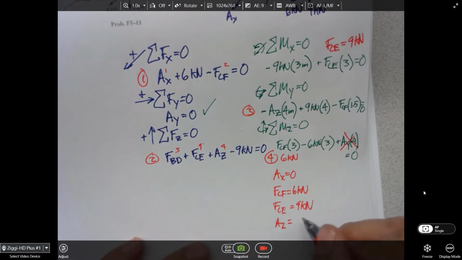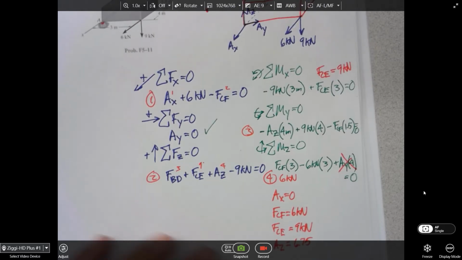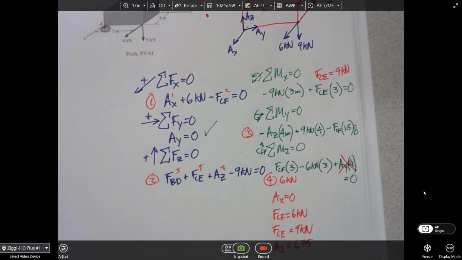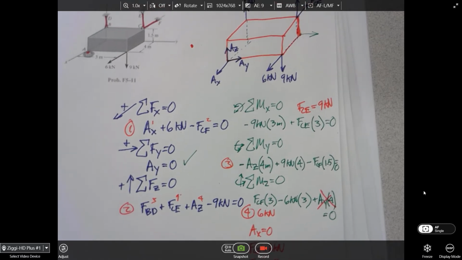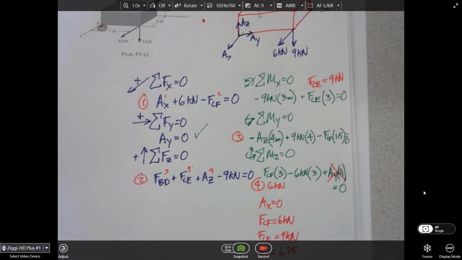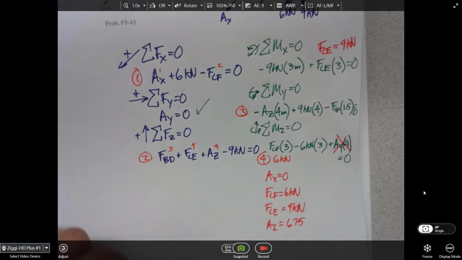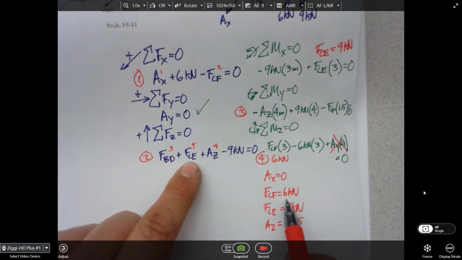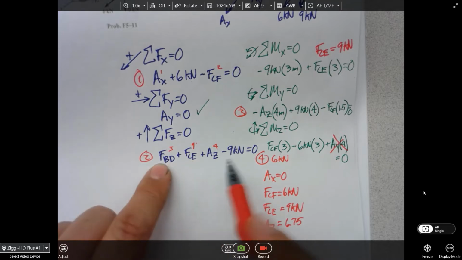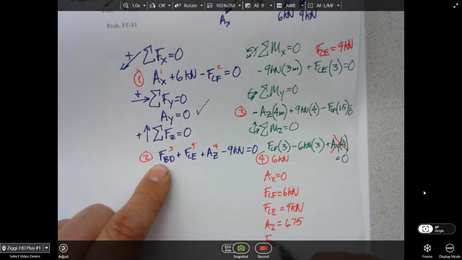What's that? 6.75. All right. Okay, questions about how to solve these? We didn't get FBD, but we could get it now by substituting in 6.75 and 6. So we have 12.75 minus 9 would be 3.75. So FBD would be negative 3.75.